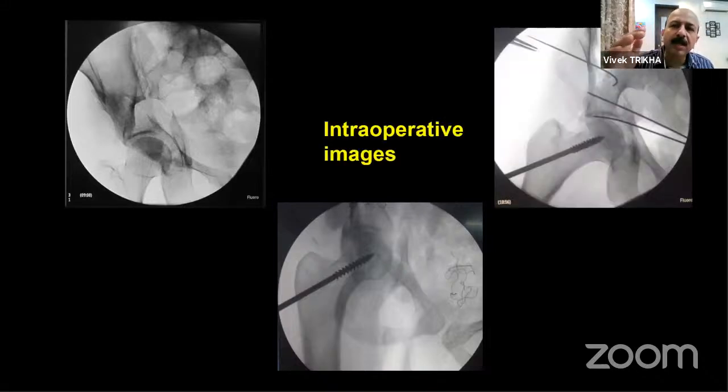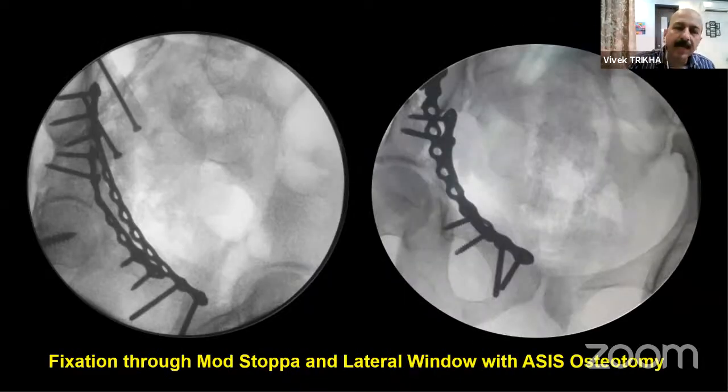Fix the quadrilateral plate from the stoppa side or intrapelvic region. Utilize your lateral window. Put in two plates now. We started with a single plate. Now we are increasing the complexity, putting in two plates.